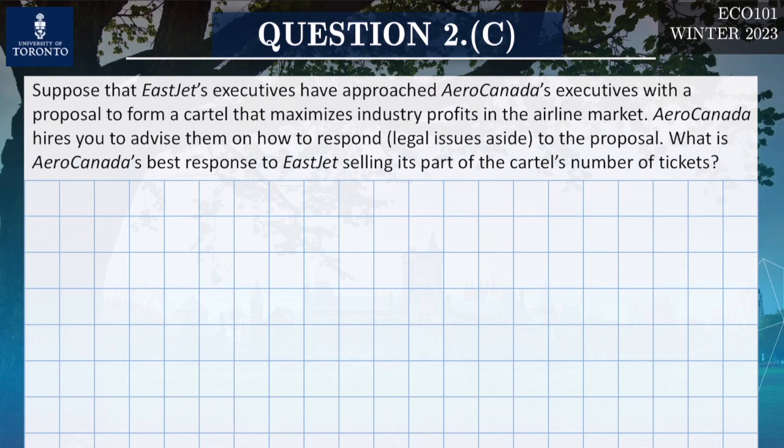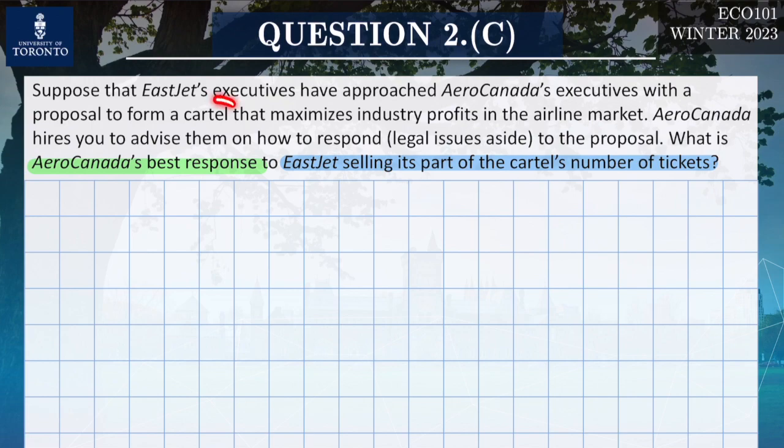So what is your best response as Aero Canada to EasyJet selling its part of the cartel's number of tickets? So we want to find Aero Canada's best response to some quantity produced by EastJet. And of course, as I said, we already have a function for that. We have from part a best response function for Aero Canada given what EastJet produces. So this won't be too hard to answer. We just have to find what EastJet is going to produce, and then we'll know very easily what is going to be the best response of Aero Canada.